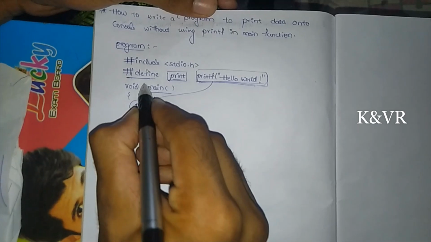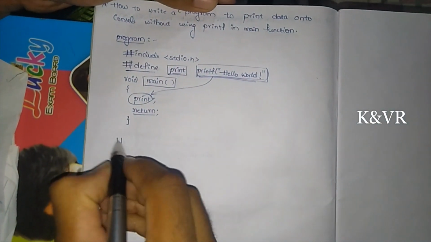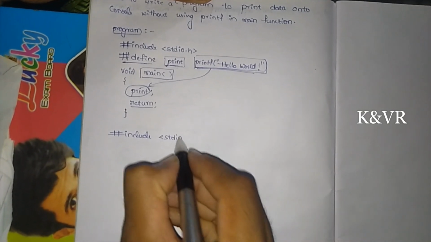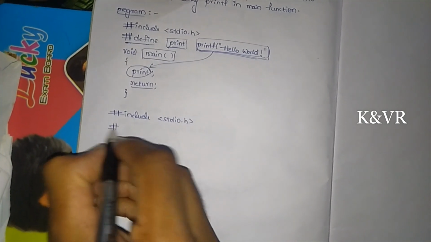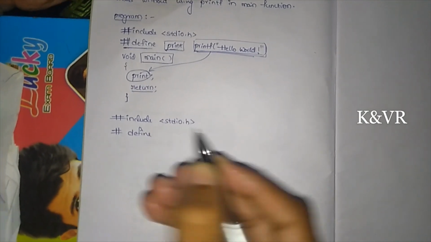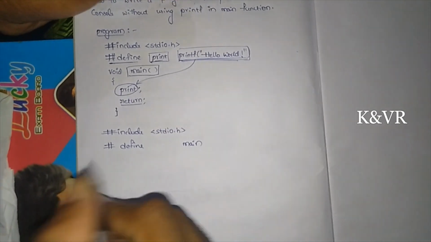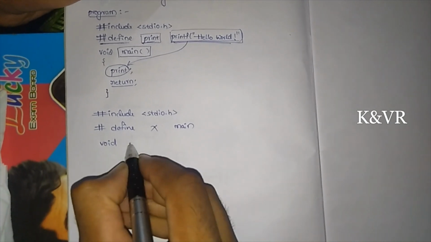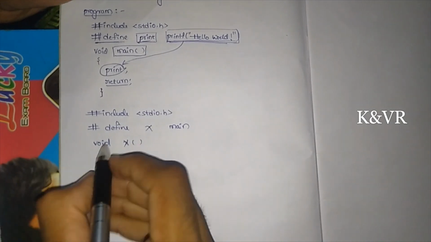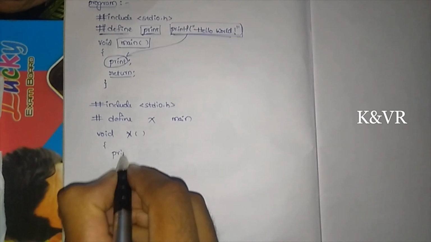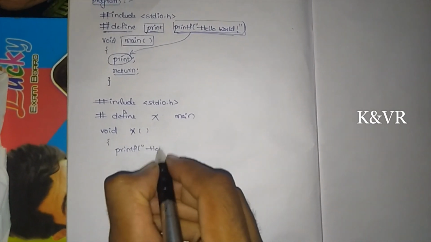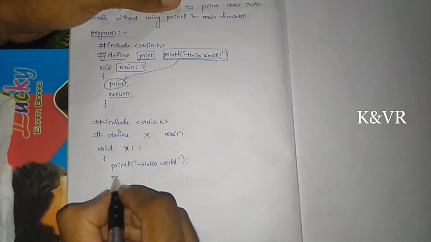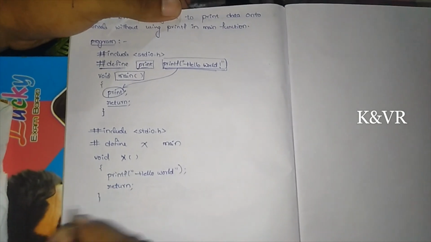We can replace the main function also. Look at this program, #include. I am writing the header file #include <stdio.h>, the standard input output header file, and now I am defining this main function as some variable x or something. Now I am writing void x, printf hello world. Return, and closing this x function.